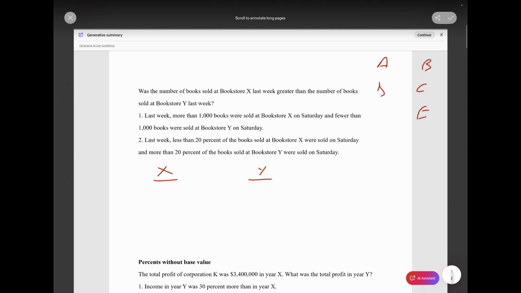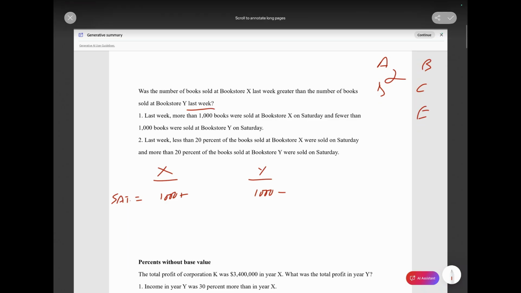Never forget the process. First statement says, last week, more than 1,000 books were sold at bookstore X on Saturday. The question was for the entire week. So first statement talks about Saturday. Okay. Bookstore X, more than 1,000 books. So 1,000 plus. And fewer than 1,000 at bookstore Y. So 1,000 minus. Okay, definitely not sufficient because we have no idea what happened on the other days of the week. So A and D are out.